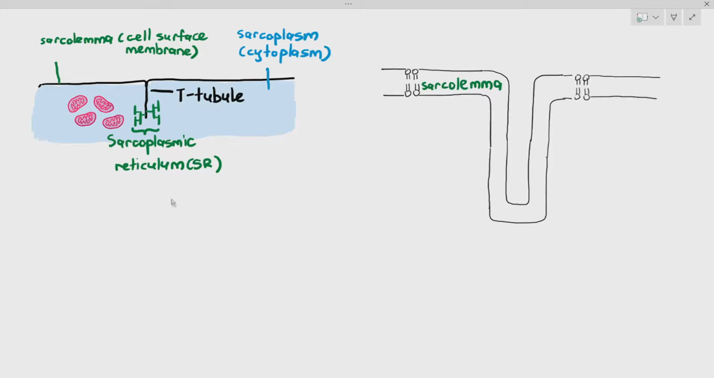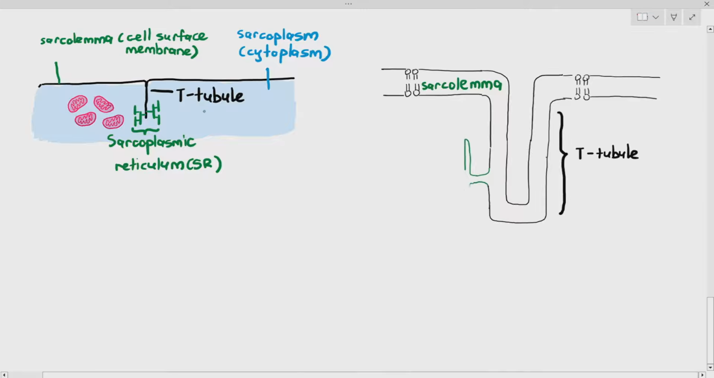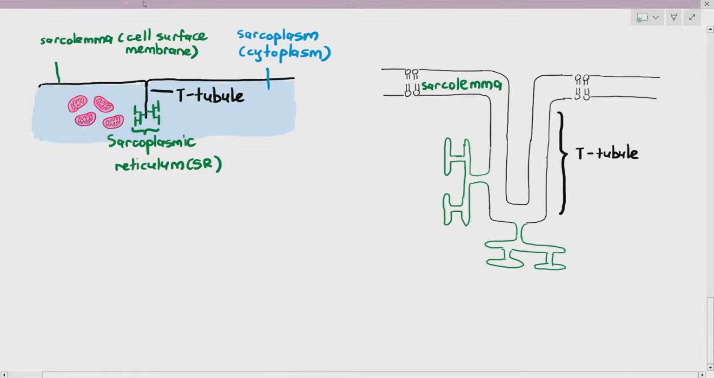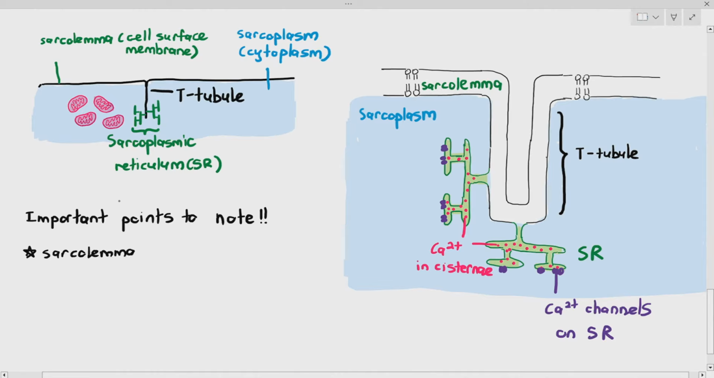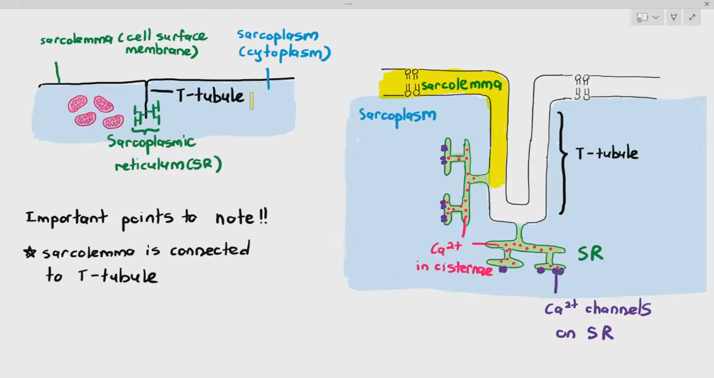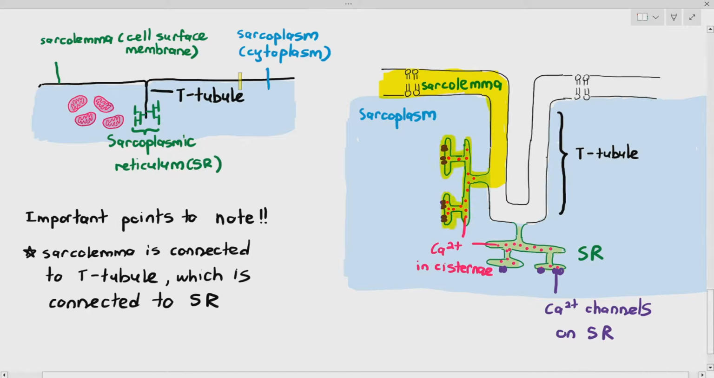And the sarcolemma, where it folds inwards, that structure forms the T-tubule. That's what it means by infolding. That's all it is. And of course, the T-tubule is also connected to the sarcoplasmic reticulum. All those are membranes. And the blue color parts where I'm highlighting in blue are the sarcoplasm. Now, there are a few important points that I want you to know. The first important thing is the sarcolemma is connected to the T-tubule, which is connected to the sarcoplasmic reticulum through a network of membranes.